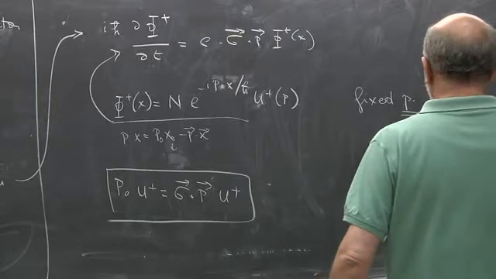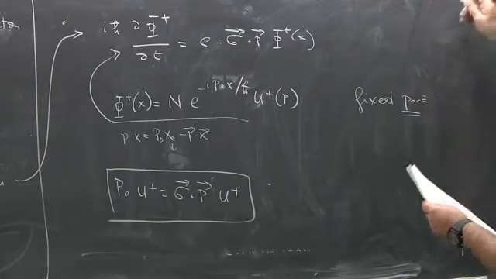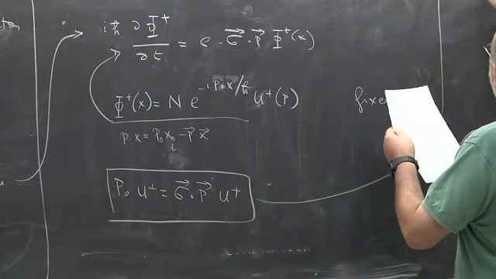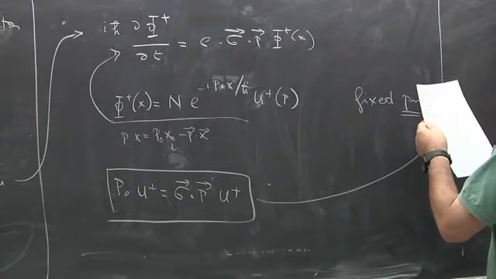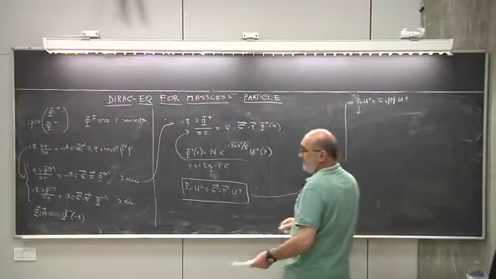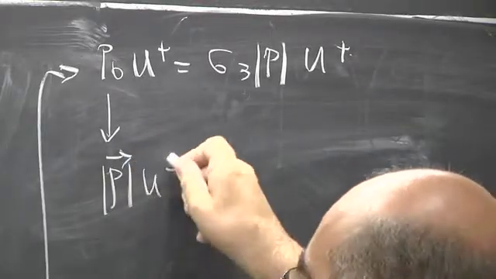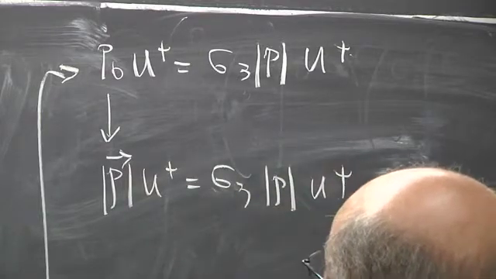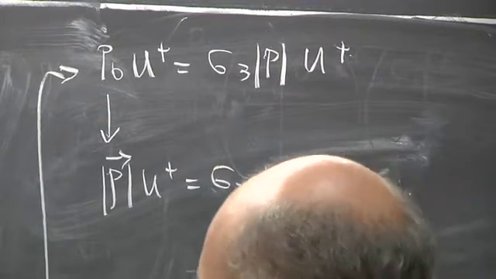Now let's suppose that P is fixed and is along Z. Then if it is along Z, this equation becomes the following. P0 U plus equals sigma 3 modulus P U plus. But this one, we know from the relation before that it was equal to modulus of P. U plus equals sigma 3 modulus of P U plus. So it means sigma 3 U plus equals U plus.